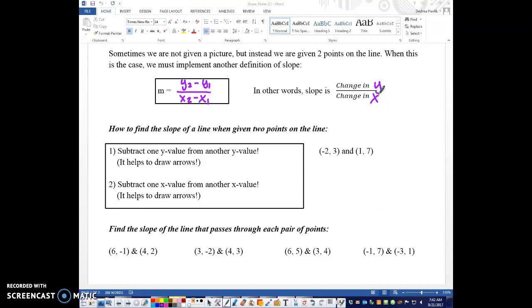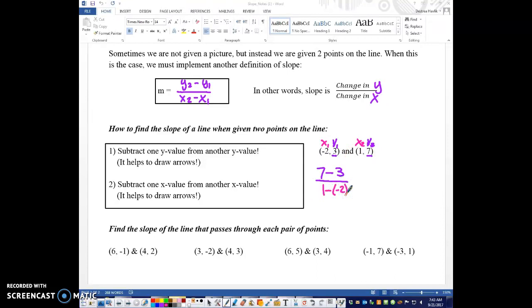How do we find a slope of a line when given 2 points on the line? Subtract one y value from the other y value. So here's our y values, y2, y1. So it's 7 minus 3. Next step says subtract one x value from another x value. So x2, x1. So it's 1 minus parentheses negative 2.